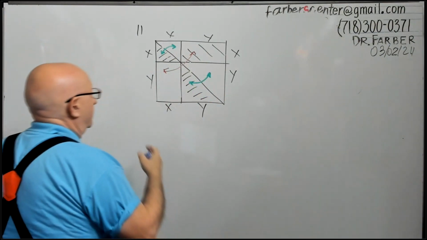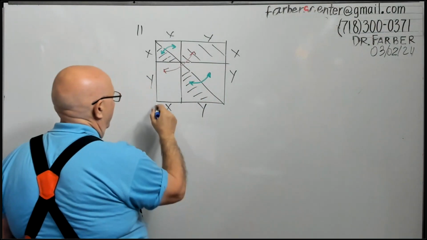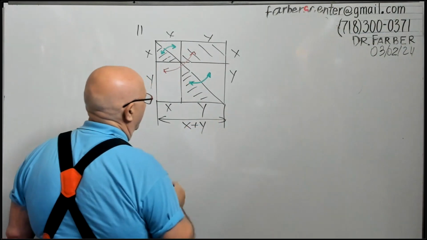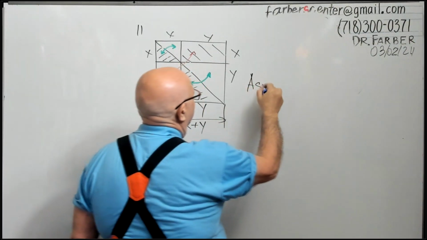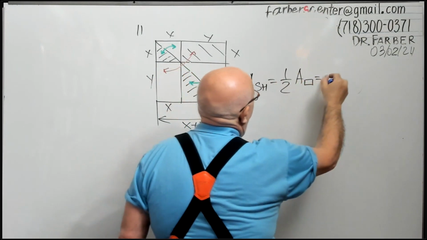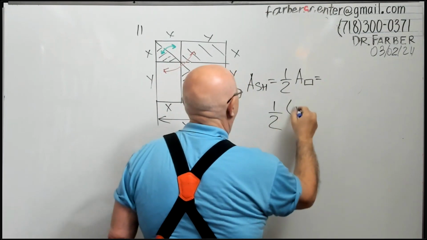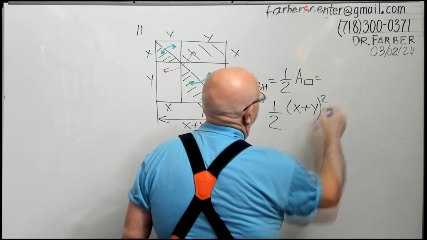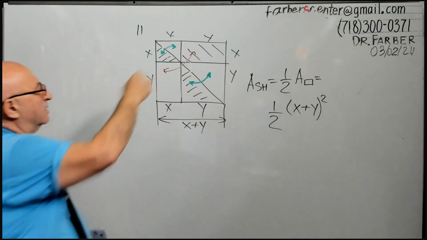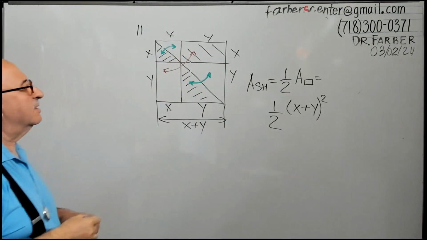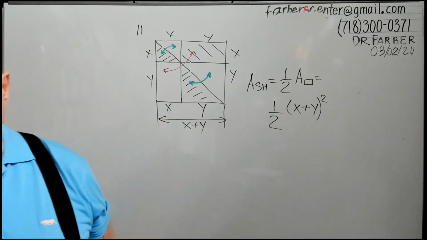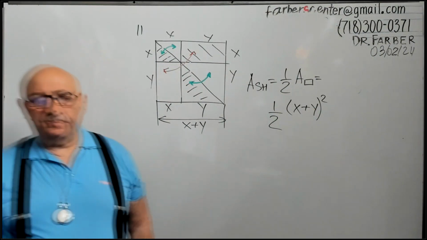And from fourth grade, how do you find the area of a square? Since this side is x plus y, the area shaded equals half of this area of the square, or half of x plus y to the second power. That's it. If we skip these extra lines for explanation, it takes seconds. If you remember, we did a similar one for Mark Twain prep. Remember? Shaded area question, students, 4th, 5th grade.